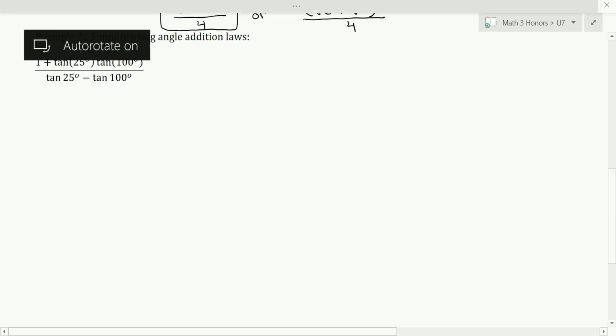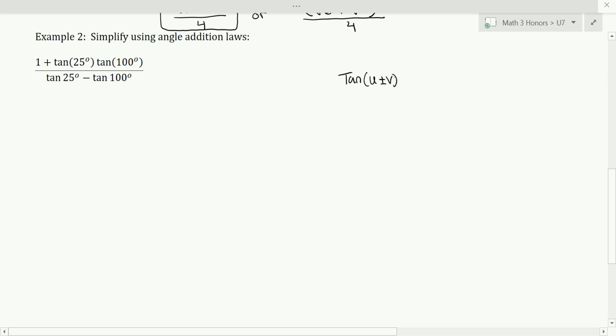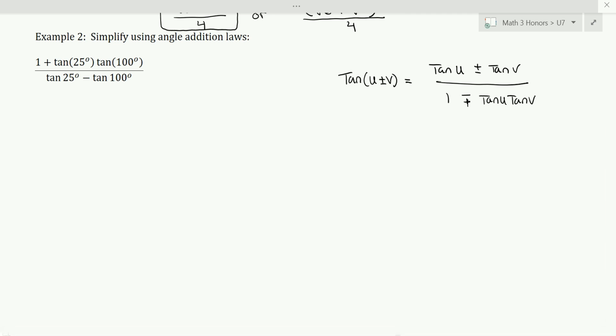So I'm going to copy the formula so we can compare here. The tangent of u plus or minus v is equal to the tangent of u plus or minus the tangent of v, all over 1 minus plus tangent u, tangent v. This is what you have on your paper, right? Or do you not see this on your sheet? You've got to locate that.